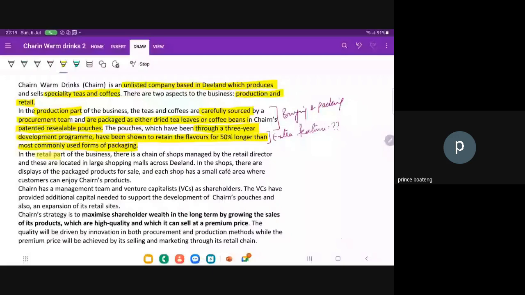In the retail part of the business, now they are focusing on retail. There is a chain of shops managed by the retail director, and these are located in the large shopping malls across the land. In the shops, there are displays of the packaged product for sale, and each shop has a small cafe area where customers can enjoy the company's products. Right, so they are selling these products in some sort of retail outlet.